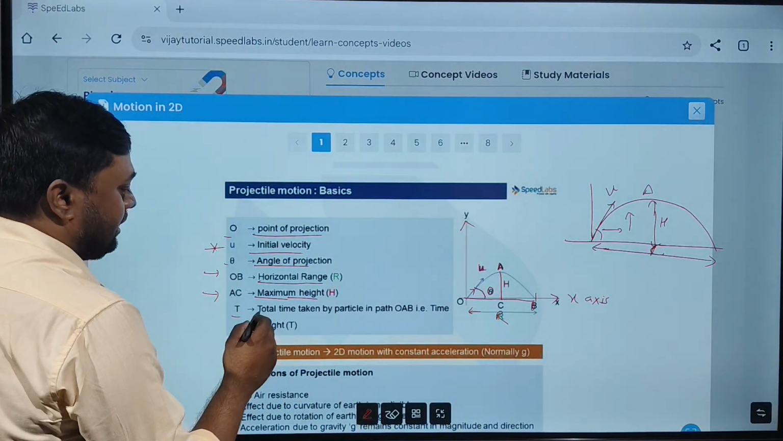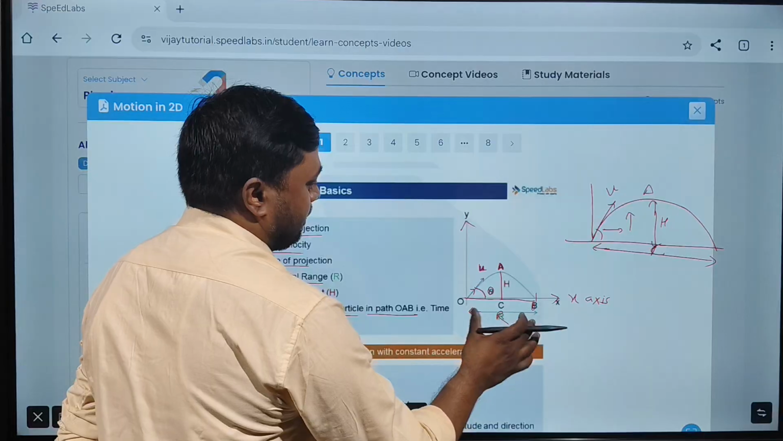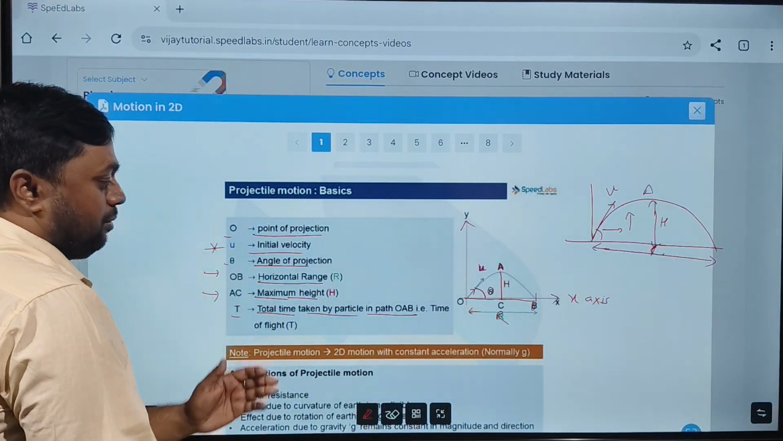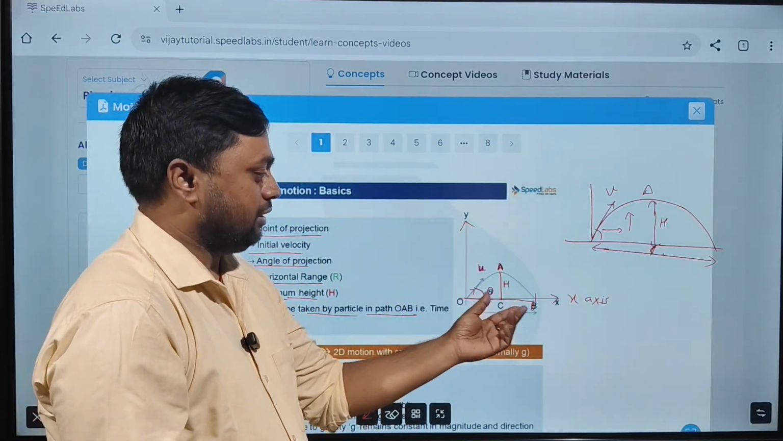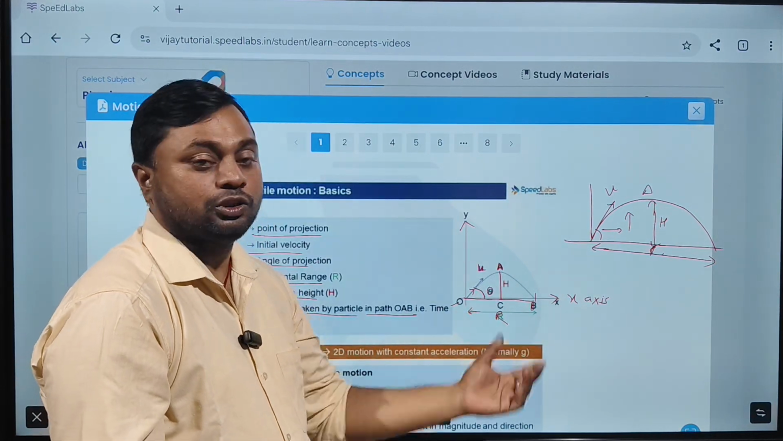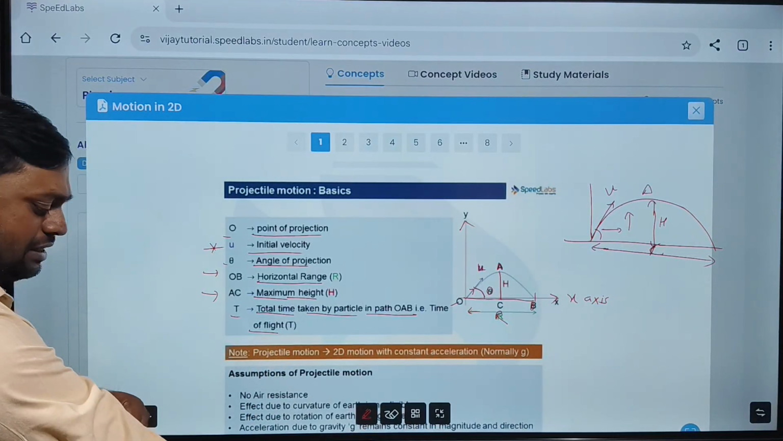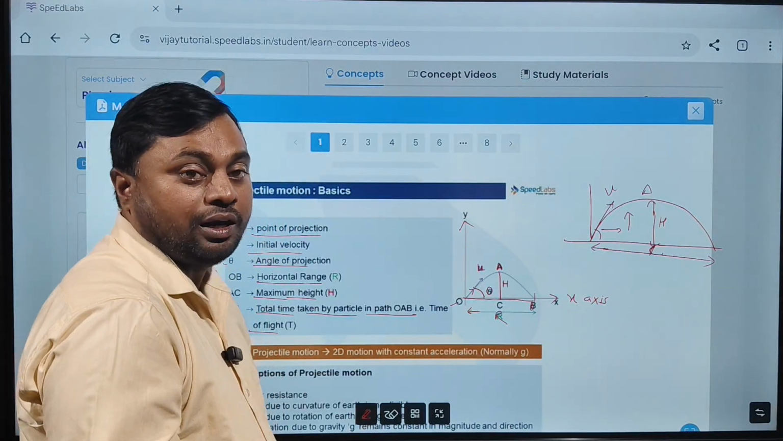And what is T? T is the total time taken by the projectile in the path OAB. The time taken by the particle to reach from O to B, that is the path OAB, is called the time of flight.